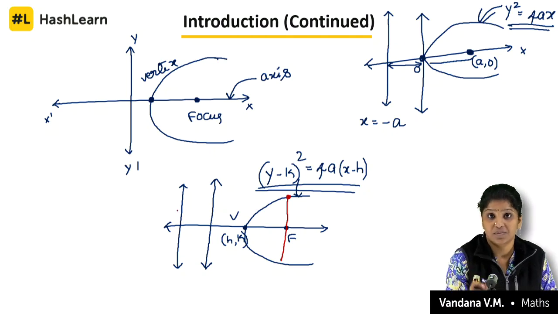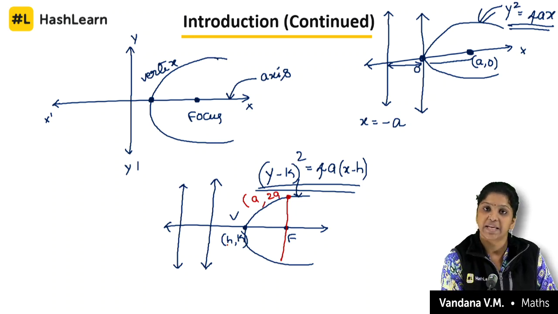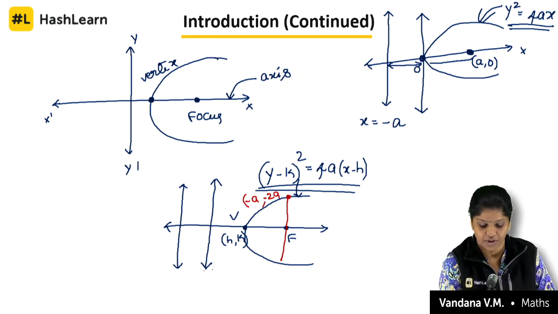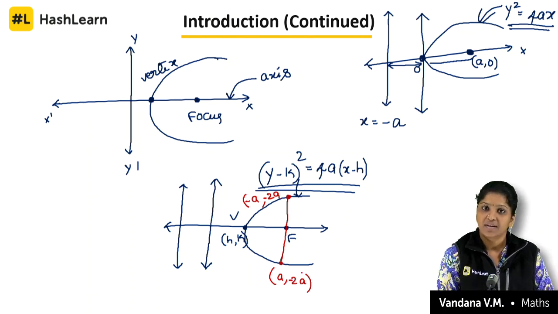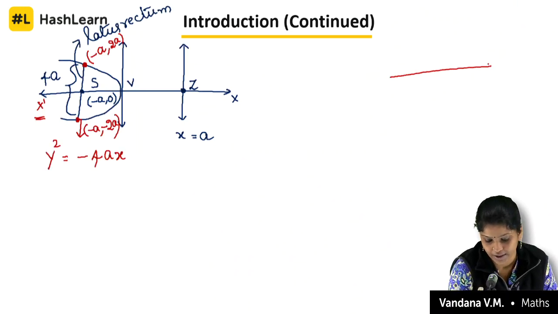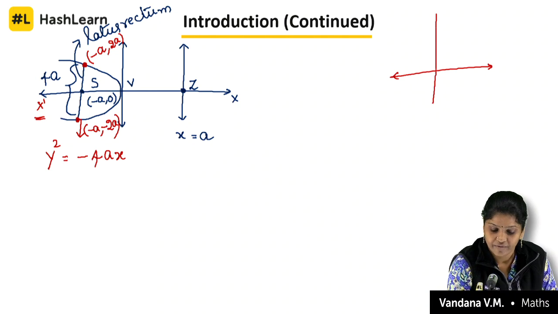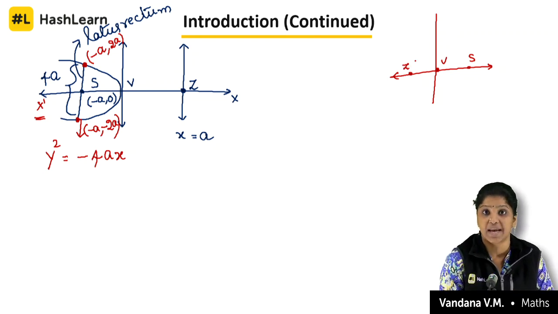How will you locate the points? As a comma 2a only, but what are the signs? a is positive, y is also positive, a comma 2a. Here x is positive, y is negative. Understood, right? Okay, next. And one more important thing is, wherever the vertex, the focus, and the point on the directrix are, they are always on the same axis. It will not be somewhere else. It must be on the same axis.